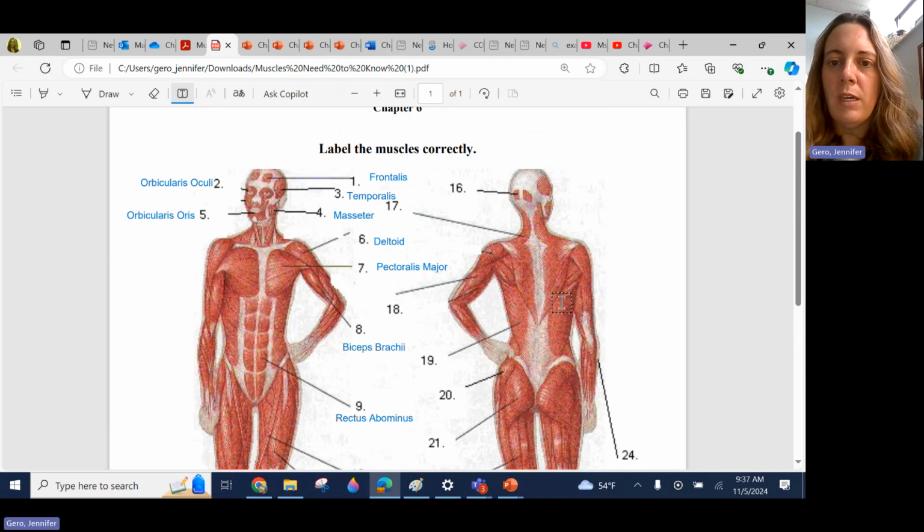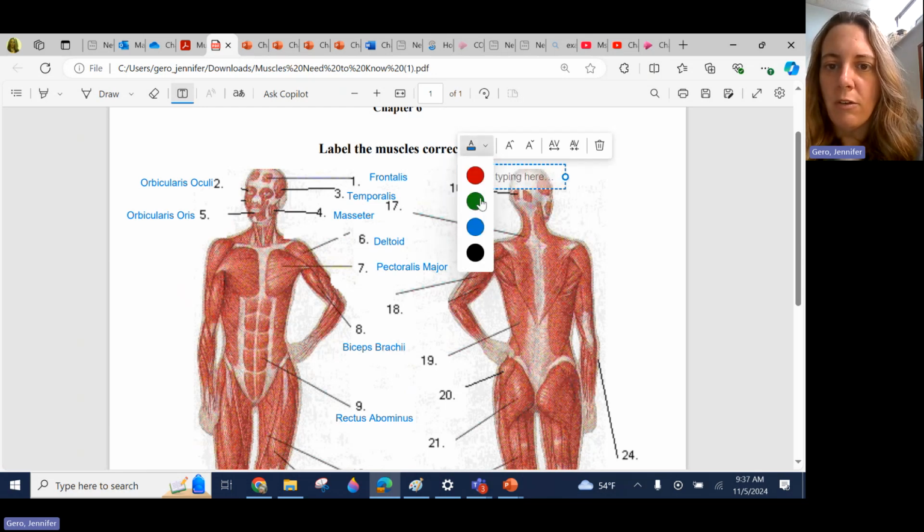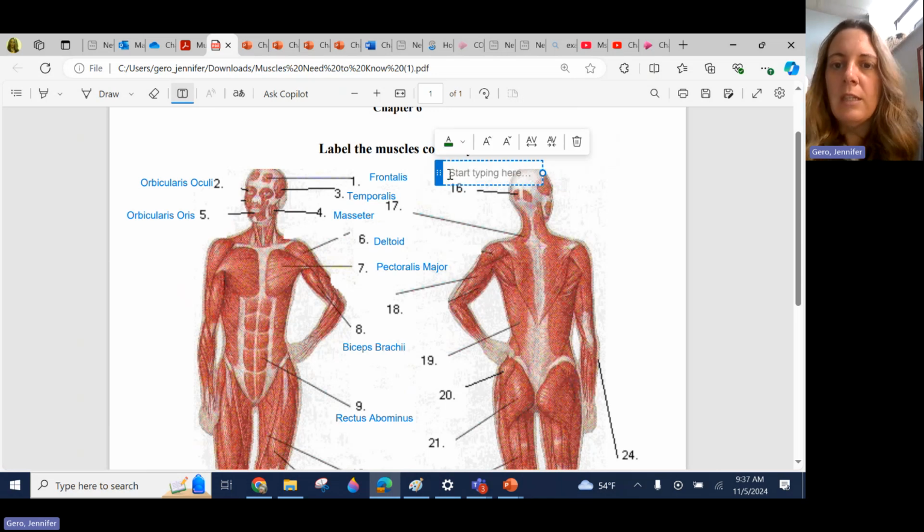Okay, let's go to the posterior side. I'll actually put these in a different color, in green. So posterior is going to be in green. 16 is pointing to the occipitalis, which sits right above the occipital bone. 17 is pointing to this diamond-shaped muscle here.